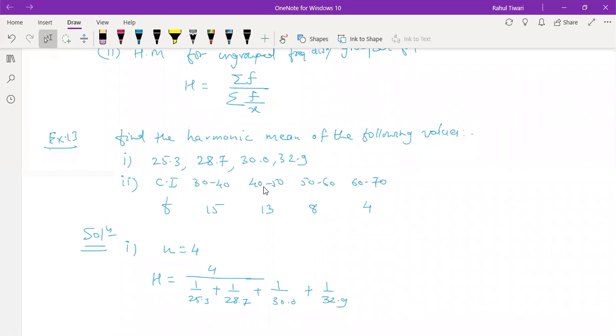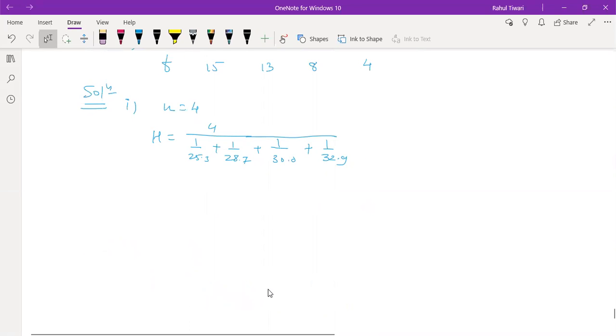So one may write like this also. No problem at all. Correct? And then just do the calculation. You will get the HM value. See, it is simple, I think. Nothing is there. So you try out and let me know the answer.